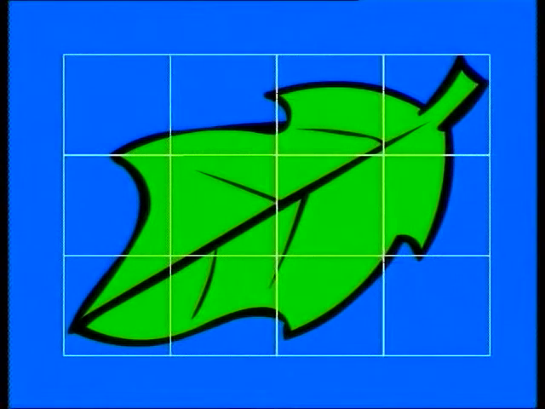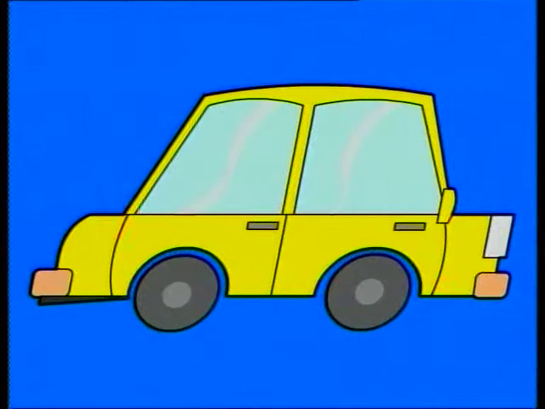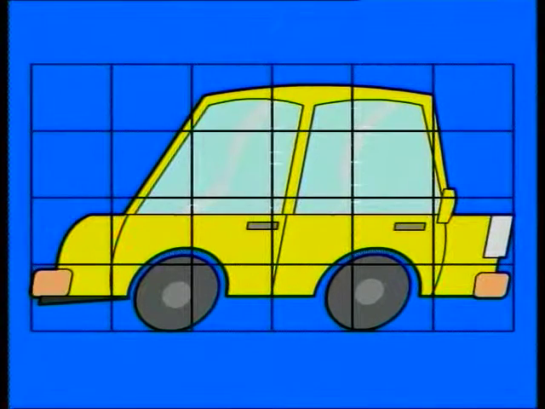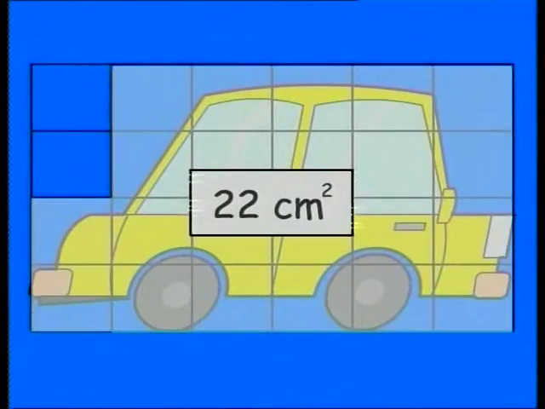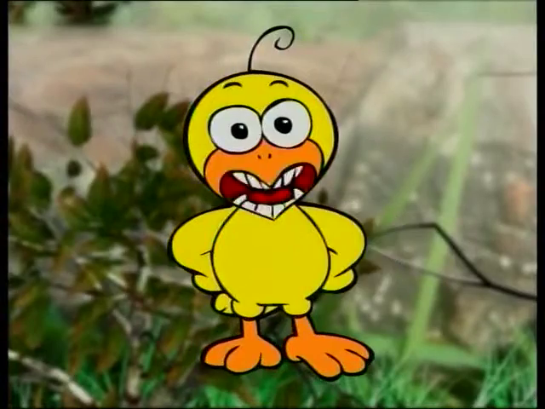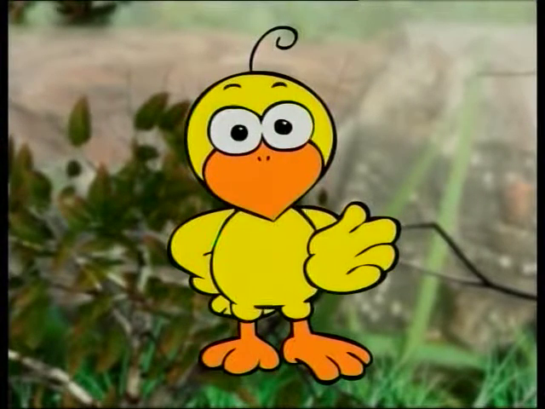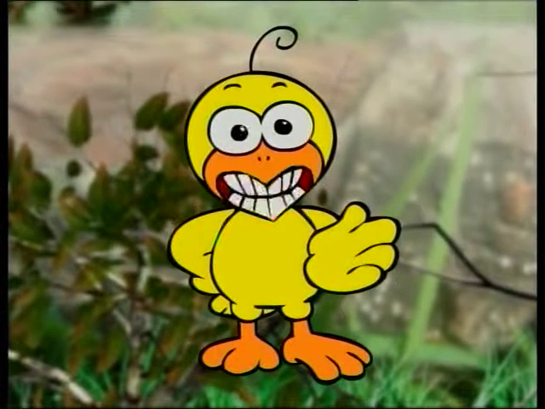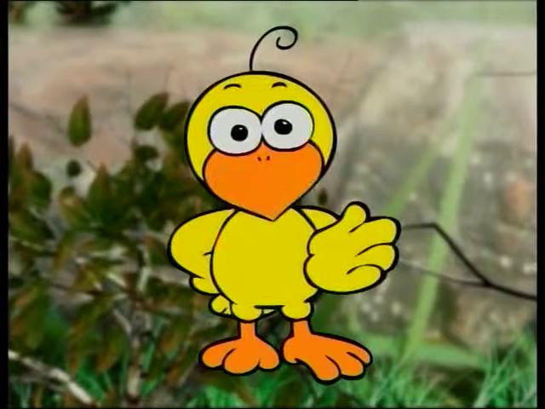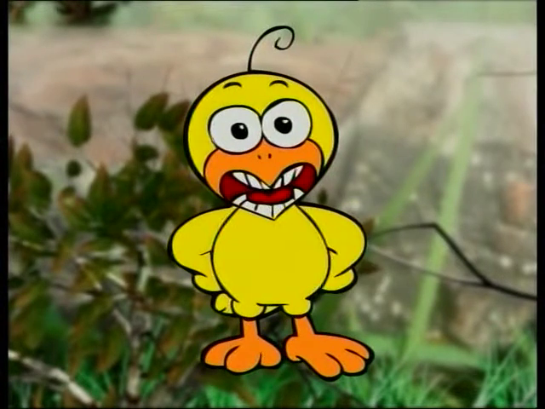Okay, now let's see another example. How about this diagram? How much is the area? Yes, it is 22 square centimeters. How do you find it? Can you calculate the area? I'm sure you can. Now it's time for us to calculate the area by using a special formula.